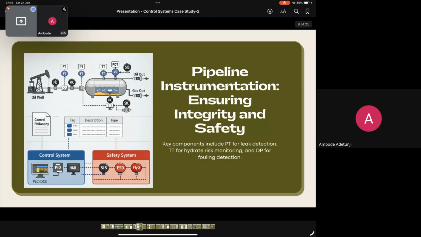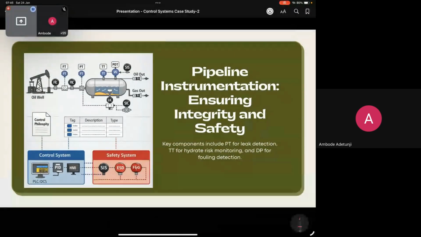So, pipeline instrumentation, ensuring integrity and safety, right? On the pipeline, we have instrumentation: FIC, flow indicating controller, FT, flow transmitter, pressure transmitter, and all of those things.